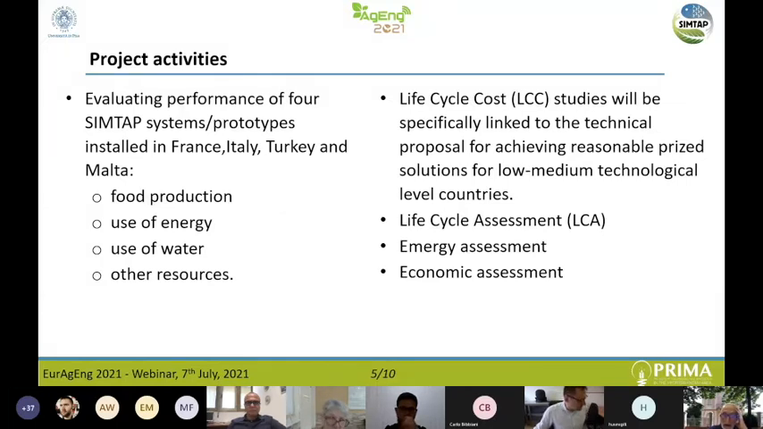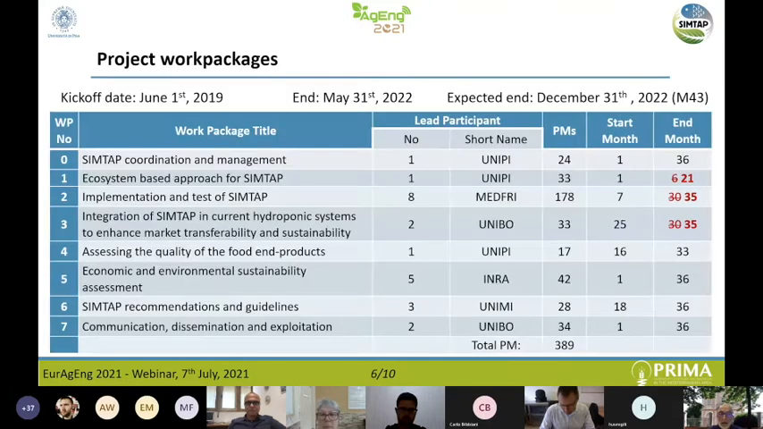Life cycle assessment, analysis of energy consumption, energy assessment of the SIMTAP system will also be performed to quantify the potential environmental impacts as compared to conventional hydroponic and aquaculture systems. Another crucial issue, of course, of this project is the economic assessment. The project has 8 work packages, as shown in this table.